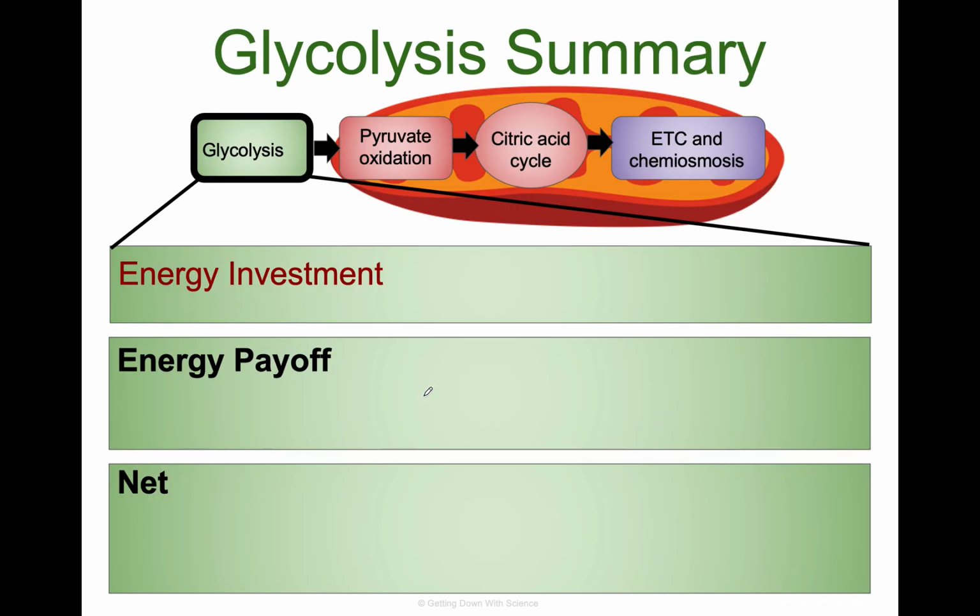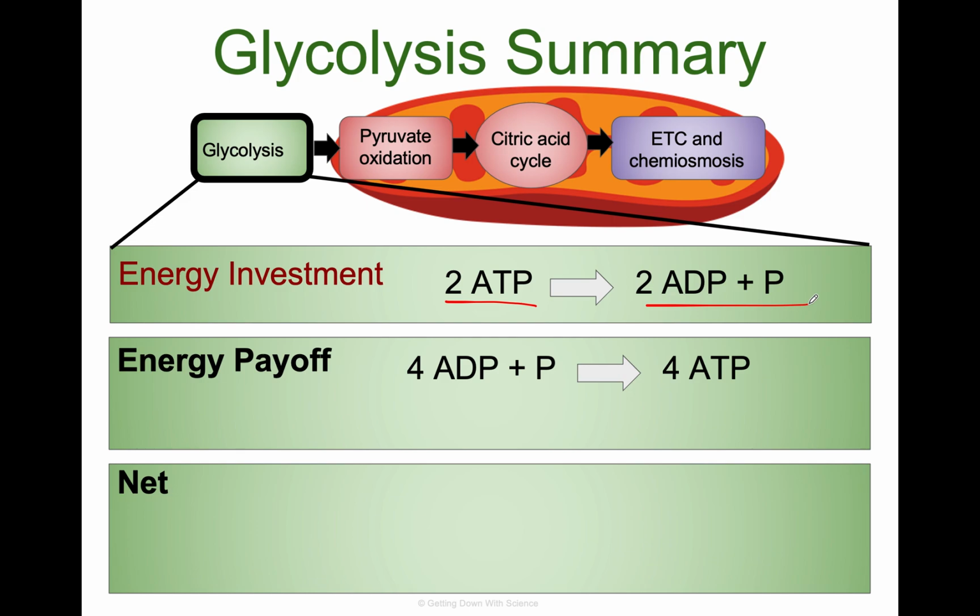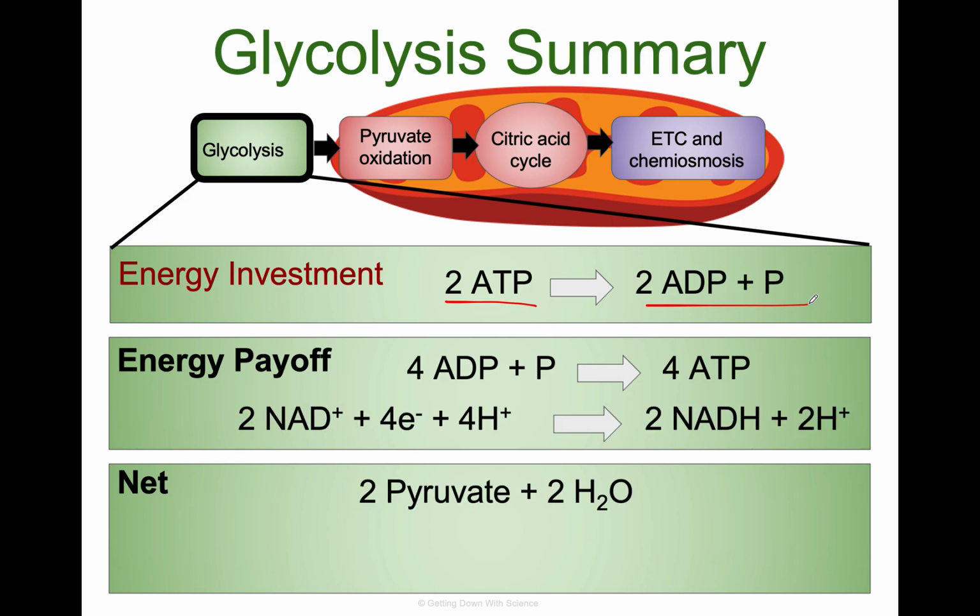So summary, energy investment, 2 ATP molecules going into 2 ADP molecules. Here's our payout right there. Here's our net. So at the end of this whole process, this is our products. 1 molecule of glucose equals this stuff during glycolysis. As you can see, the arrows are now pointing, so these products are now going to assist us in the next step.